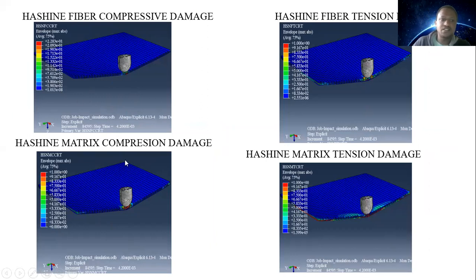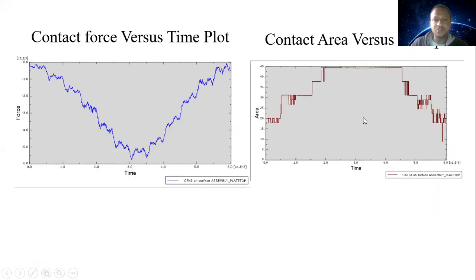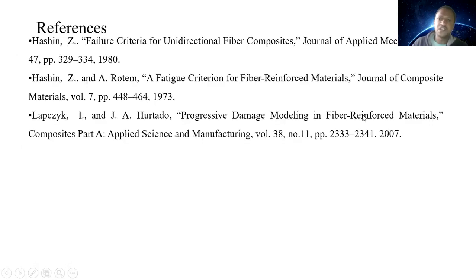This criteria is not in aluminum, so it does not come here for comparison. These are the history outputs: the displacement, the kinetic energy, the velocity, the contact force, the contact area history outputs, and so on. So this is all about it. Really, thanks all of you for your patience.